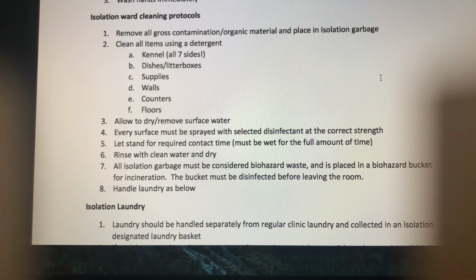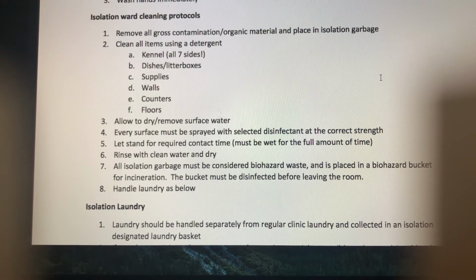Yes. So when you're looking inside the kennel, there's the floor, there's the ceiling, there's the left side, the right side, and the back side. So that's 1, 2, 3, 4, 5 so far. 6 is the inside of the kennel door. 7 is the outside of the kennel door. So all 7 sides need to be cleaned.